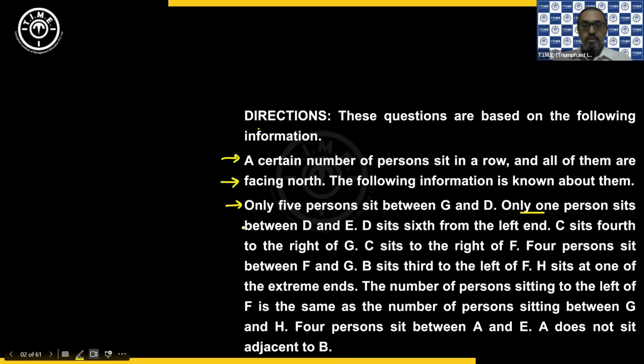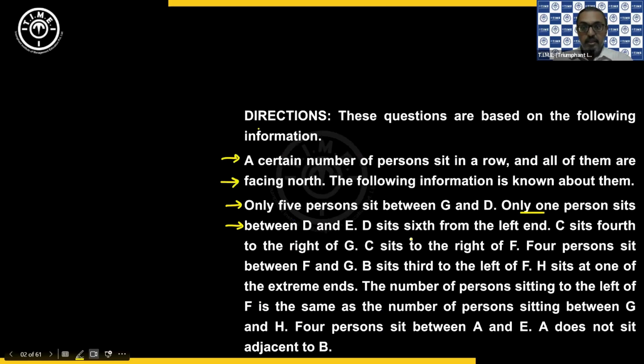Okay. Then further, only one person sits between D and E. So there is only one person between D and E. We don't know on which side that is. Correct? So one person between D and E. Okay, so let's come back to that.